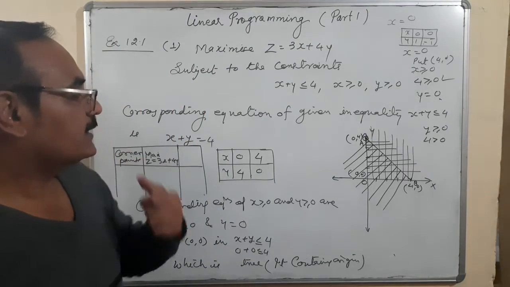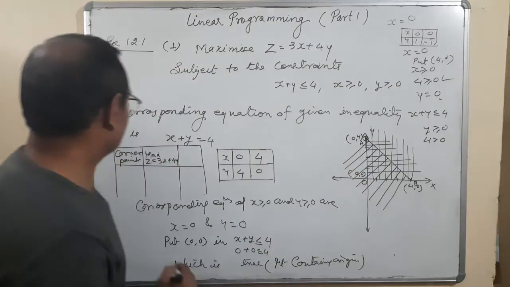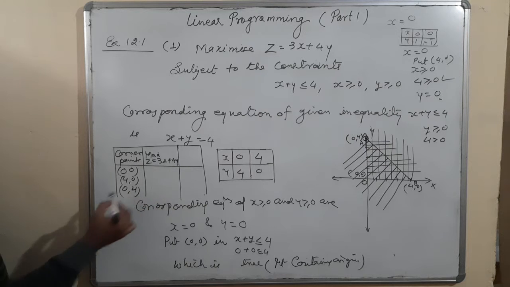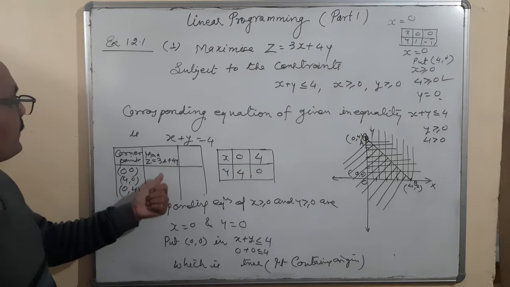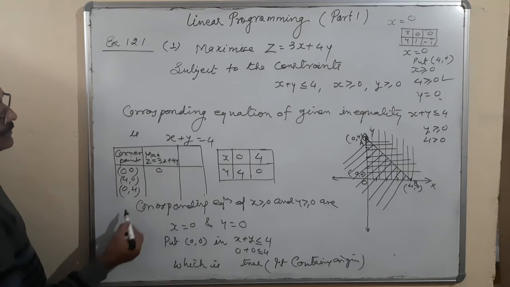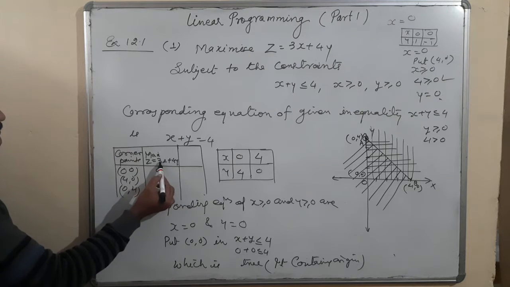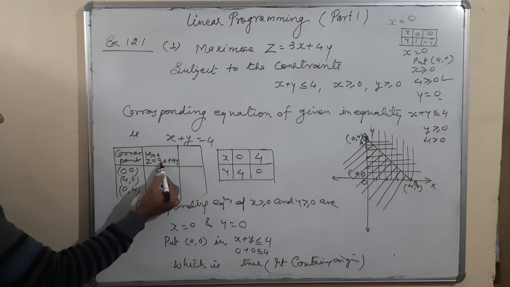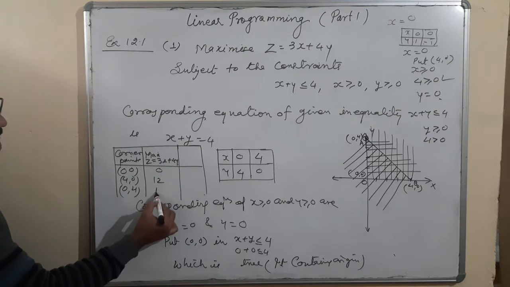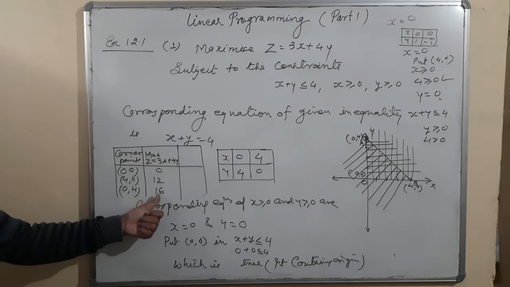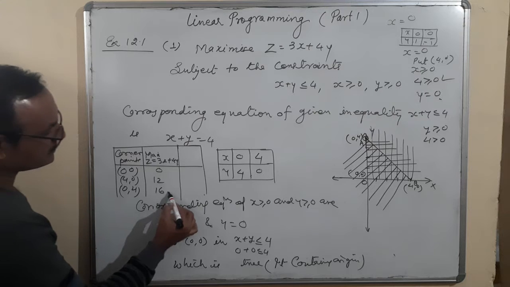There are three corner points: 0, 0, 4, 0, and 0, 4. These corner points we are going to put into the value here. So 0 and 0, this result is 0. Here when I put x is equal to 3, 3 4s are 12, plus 0 it is 12. When I put here 3 0 and 4 4s are 16. Out of these, 0, 12 and 16, which one is maximum? 16 is the maximum.